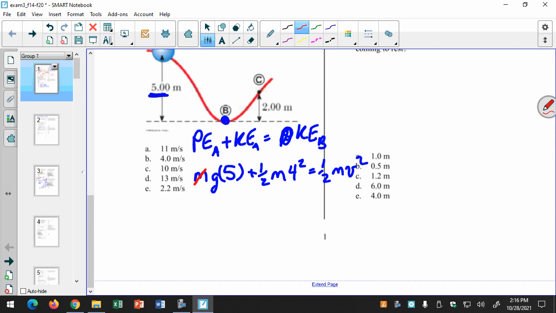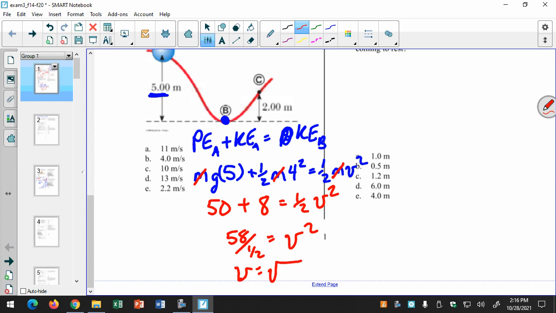Now, I can get rid of my masses. They're all going to cancel out. I divide through every term by the mass m. So that's 50. 10 times 5 is 50. That's 8 equals 1/2 v squared. That's 58, or 58 divided by 1/2 equals v squared. So v is equal to the square root of 116, which is about 11, rounded up to 11. Okay, so that's a sort of a classic potential energy problem.